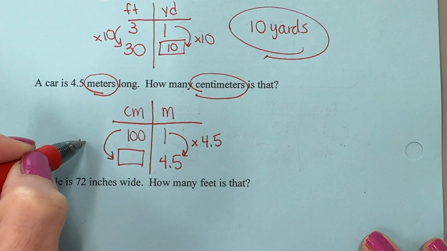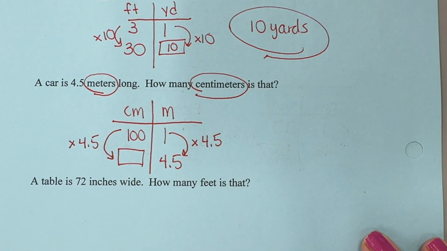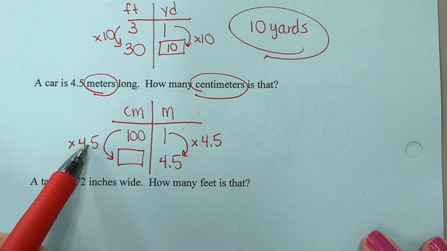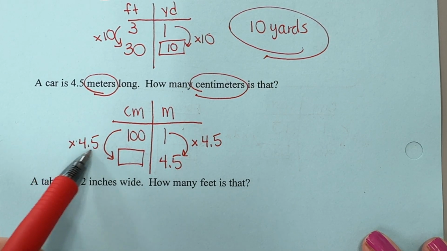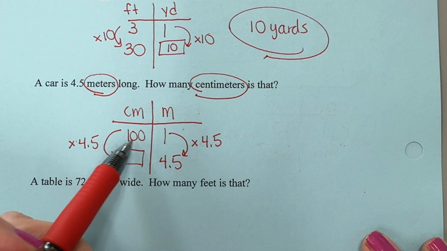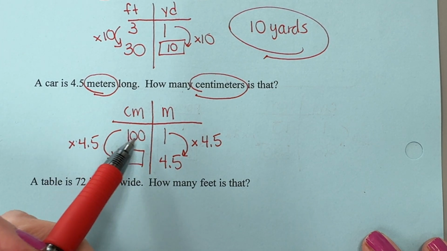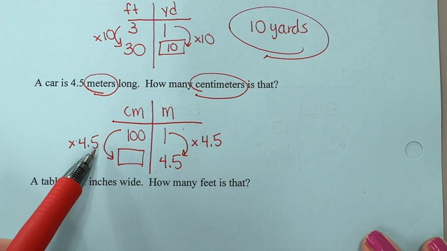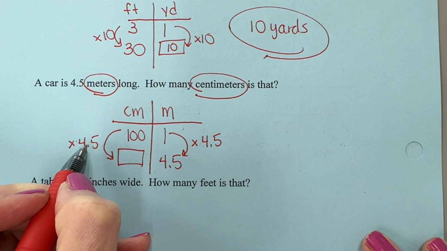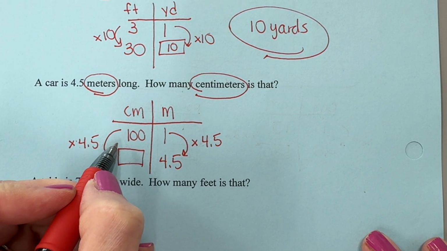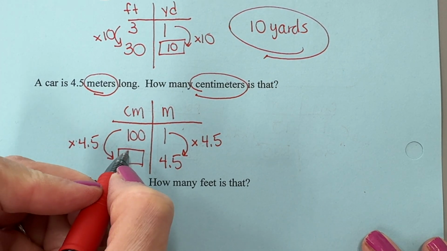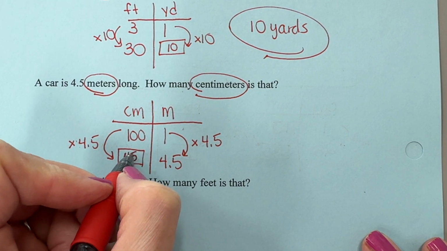100 times 4.5. Well, to do that, you could use your calculator, or you could use that little trick we learned when you're multiplying a decimal times 100. You zhuzh the decimal as many zeros you have to the right. So if we take that decimal and zhuzh once, twice, you'll have a cup to fill, and it'll be 450.